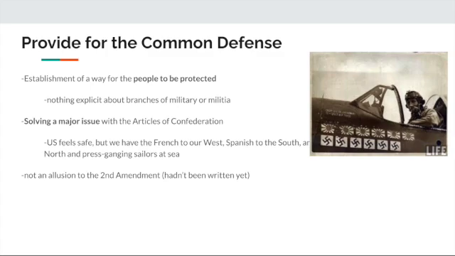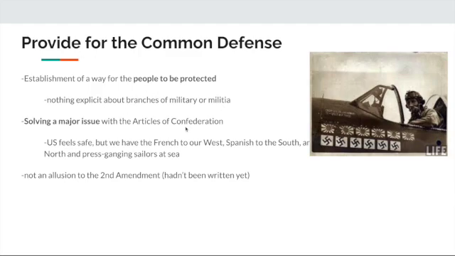Provide for the common defense. Remember, under the Articles of Confederation, there's no standing army and there's no way to pay the one we've got. People are going to be protected here. Remember, this is not the common offense, it's the common defense. There's nothing specifically in there about various branches of the military or creating a militia. It's just going to basically say, yes, the government will protect you, the people. As we said, solves a major issue there.